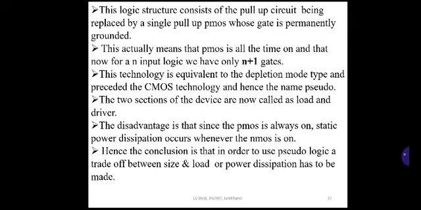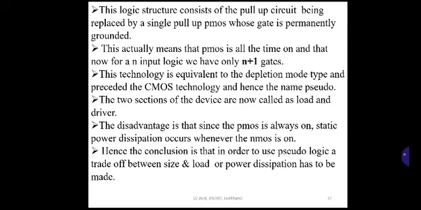Now for an N input logic, we have only N plus 1 gates. As we have learned, CMOS circuits require both PMOS logic and NMOS logic. So for CMOS circuits we require 2N transistors, whereas in the pseudo NMOS logic we require only N plus 1 gates, where N is the number of inputs. So however many inputs you get in the logic expression, that many transistors plus 1 P transistor. So in total only N plus 1 gates are required here.